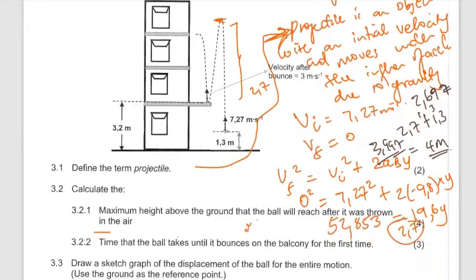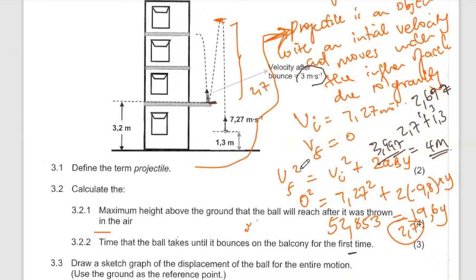Okay, then 3.2.2, they want us to get the time that it takes until it bounces off the platform for the first time. So we know that it goes up, and then it bounces off with 3 meters per second. From the time it takes until it bounces, so from the point of projection, up until it's there.